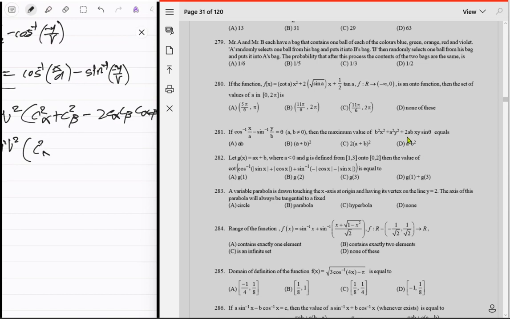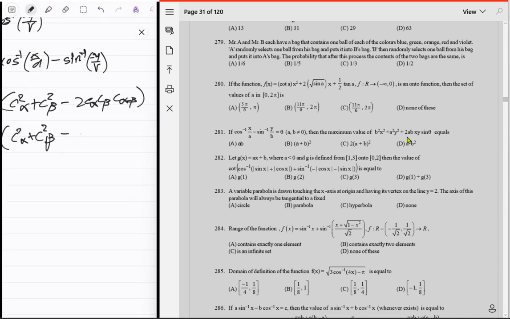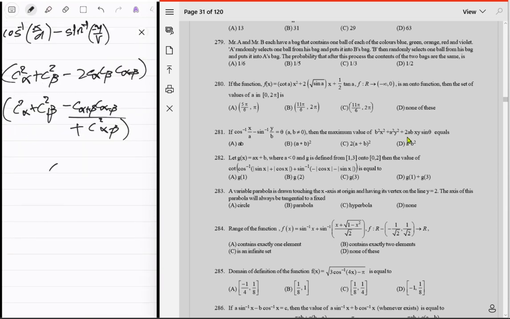Just cosine square alpha plus cosine square beta, then minus of cosine of alpha plus beta minus cosine of alpha minus beta. So this just becomes like what? Minus cosine of alpha plus beta, cosine of alpha minus beta, and then plus cosine square of alpha minus beta. This thing we can write different ways, like cosine square alpha minus sine square beta, right? I guess that was the thing, right?